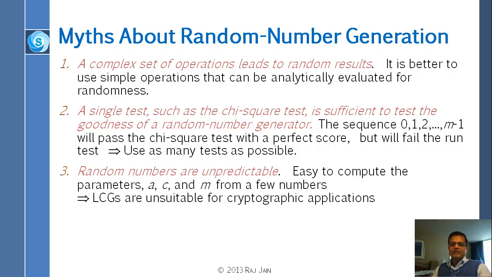And then the myth that random numbers are not predictable. As you saw, they are very predictable. If you give me a random number, I will tell you the next random number, right? So predictability is not the issue. The issue is the randomness, which is different.